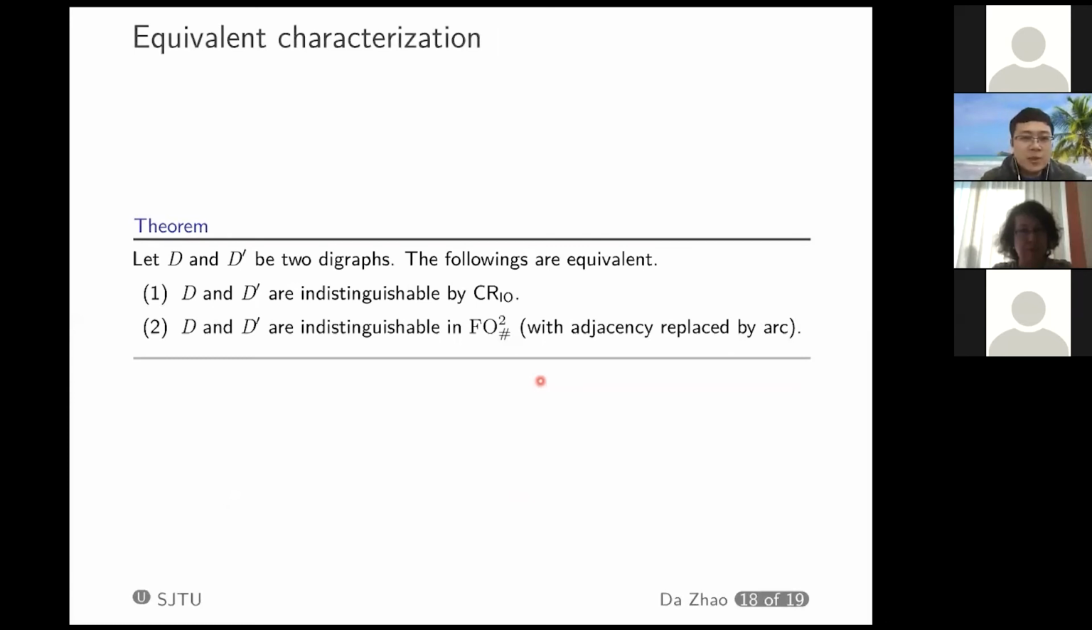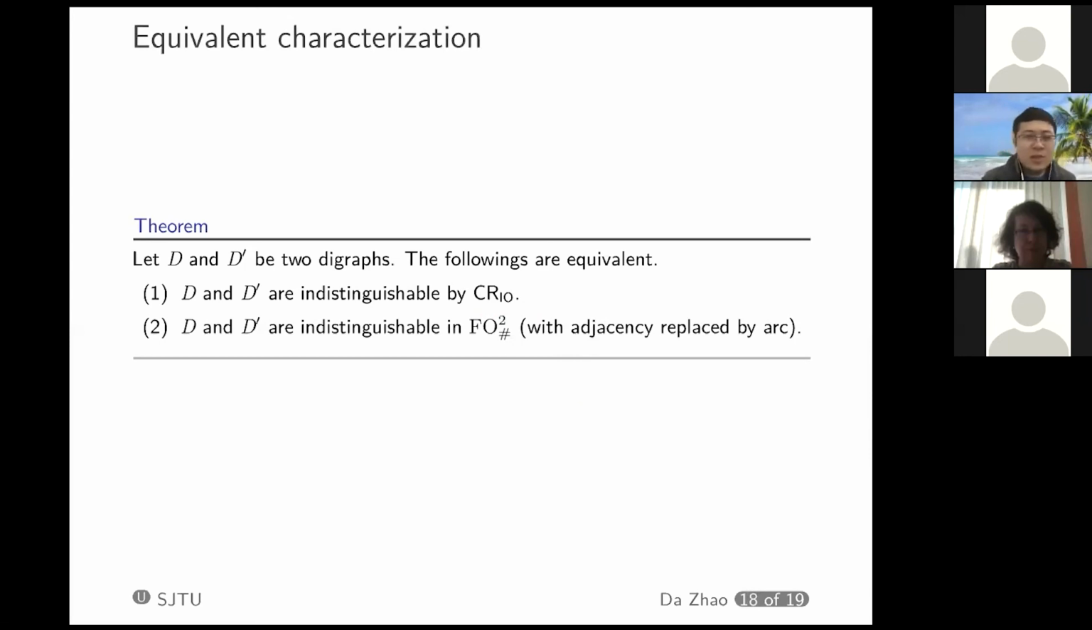How about the other characterizations? Without going into the details, for the logic case, we still have the same characterization. That is, you only need to replace the adjacency relation by arcs. Here, be aware that for the color refinement, you need to consider both in-neighbors and out-neighbors. If you only consider out-neighbors, this does not work. For people who are familiar with the pebble game, you need to consider all the arcs between the pebbles, so it's not enough to consider only the outgoing arcs.